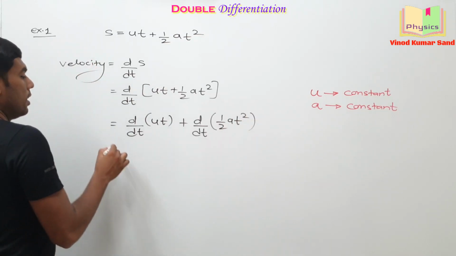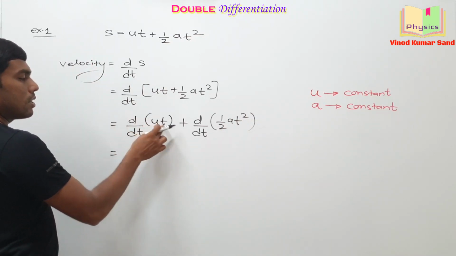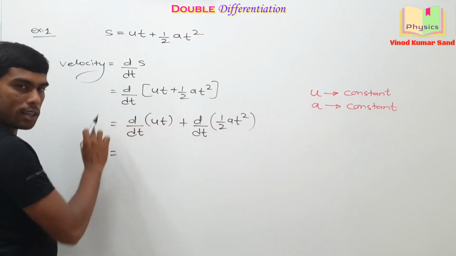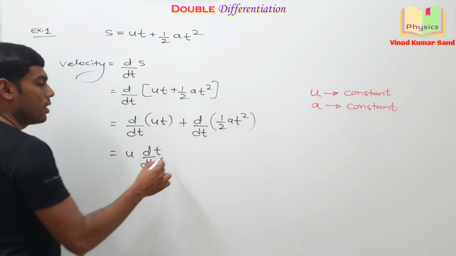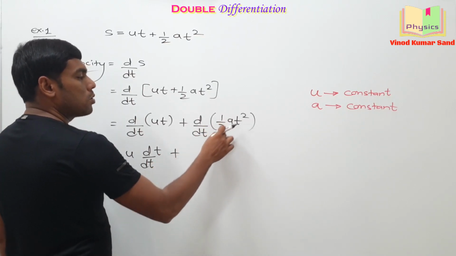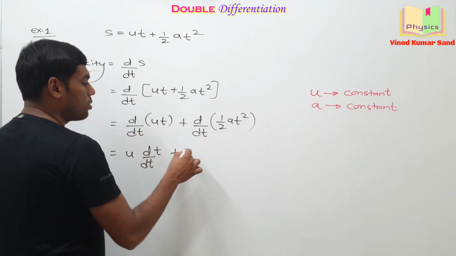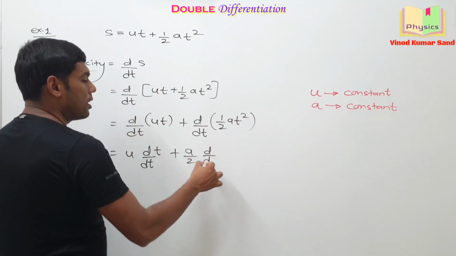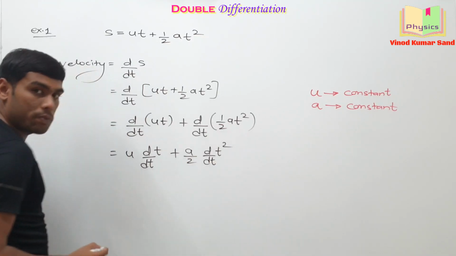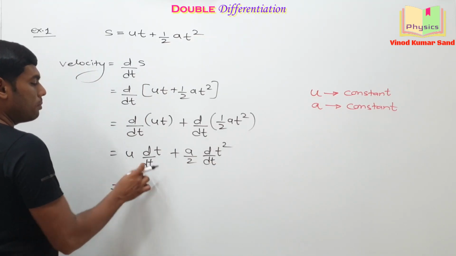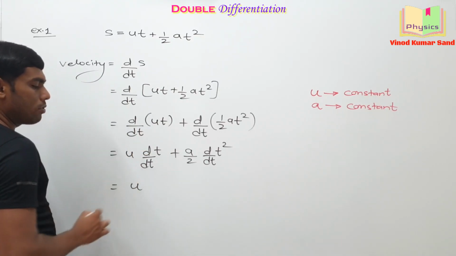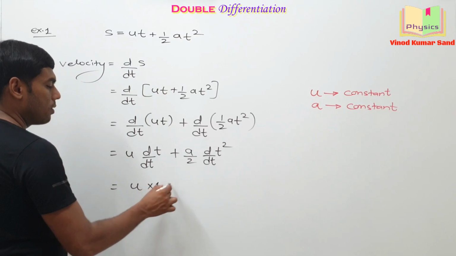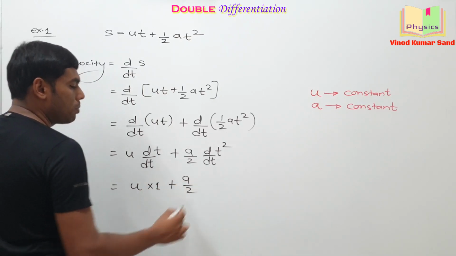Okay. U is a constant which is in multiplication with the time, so you can take it outside. So it is u d by dt of t. Plus a by 2 is also a constant, it can be taken outside. A by 2 d by dt of t square. Fine. D by dt of t will become 1. So here you are left with u into 1 plus a by 2 at its own place.